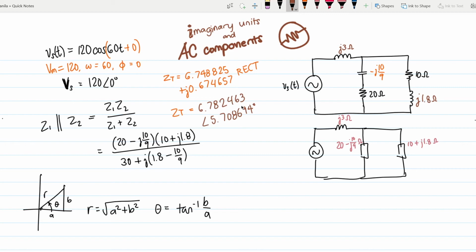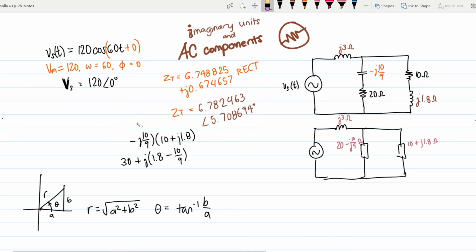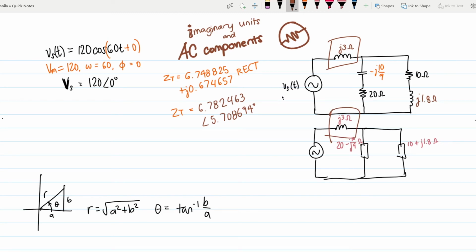All right, so that's our ZT, our total impedance. And so how are we going to get, oh wait, no, it's not ZT. We forgot to add the j3. This should be easy. You just add j3, since it's in series with this parallel connection. So what you change is the 0, and this should entirely change. Instead of 0.67, it should now be 3.67. A good thing I spotted that. That would have been really embarrassing.